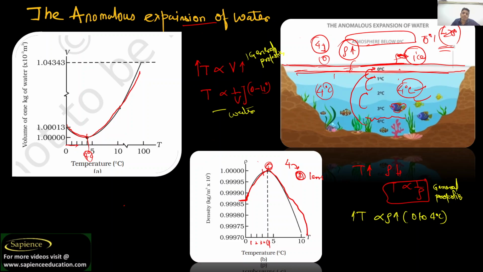water expands after 4 degrees Celsius, right? But water will reduce in volume when temperature increases. So when temperature is increasing, volume is decreasing. In spite of expansion, it is just contracting. So this is the anomalous expansion of water.